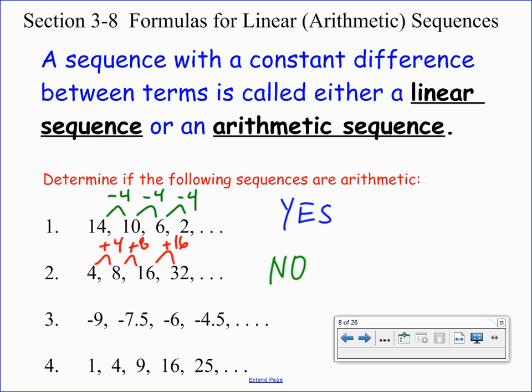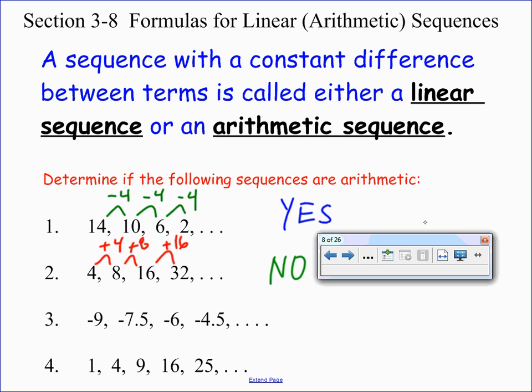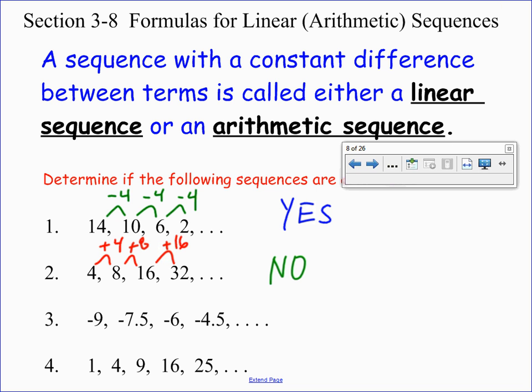Go ahead and figure out 3 and 4, if they're a yes or a no, with your partner. Be ready to share with the class when I call on you. So go ahead and determine if 3 and 4 are or are not arithmetic sequences. Be ready to share.